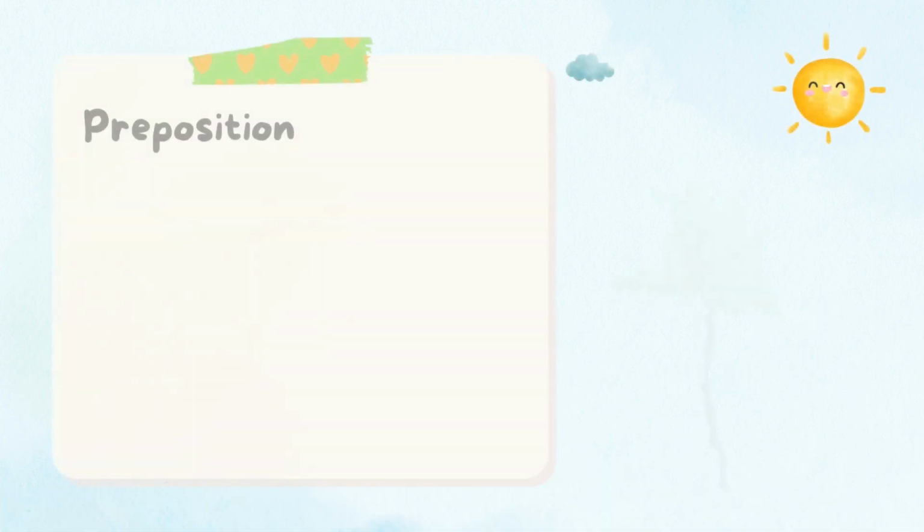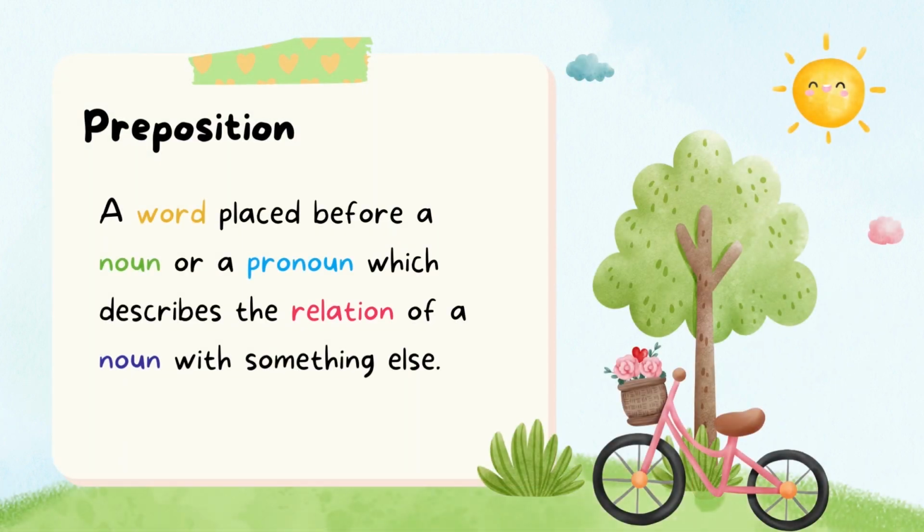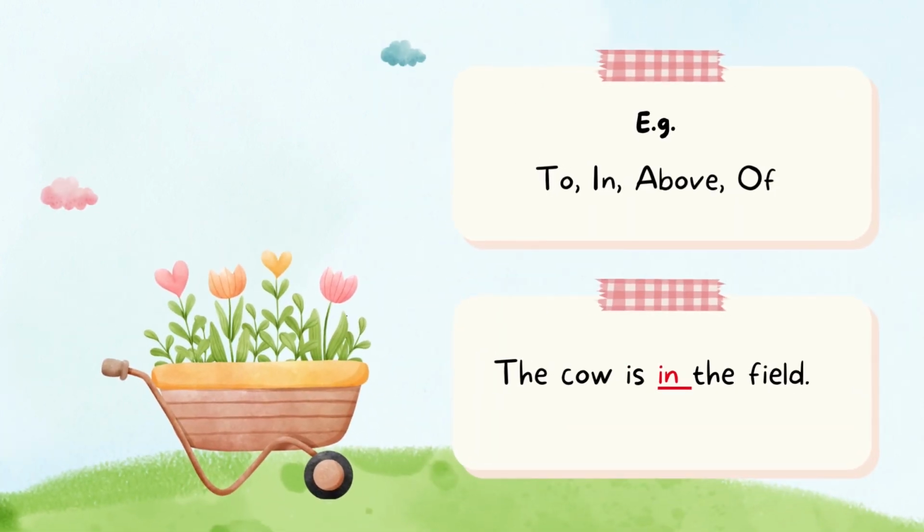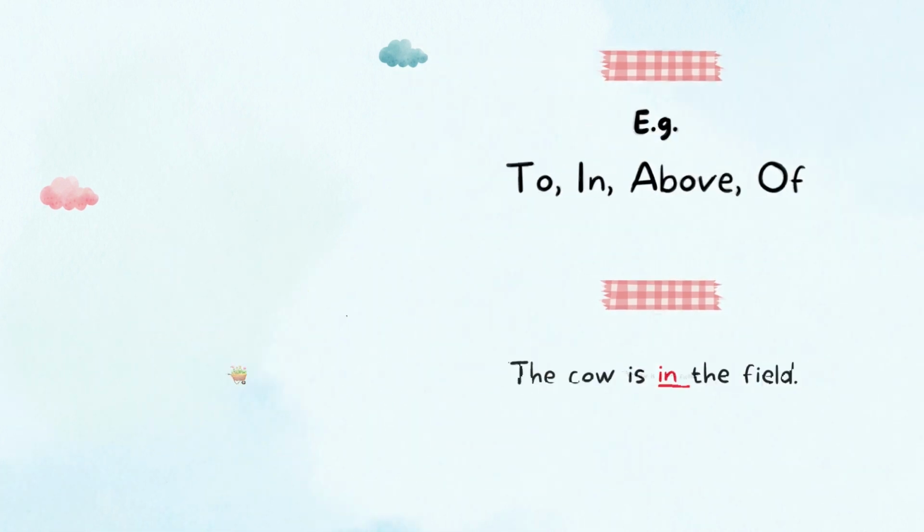Preposition. A word placed before a noun or a pronoun which describes the relation of a noun with something else is called preposition. To, in, above, of. The cow is in the field. Here the word in is describing the relation between two nouns, the cow and the field. Where is the cow? In the field.